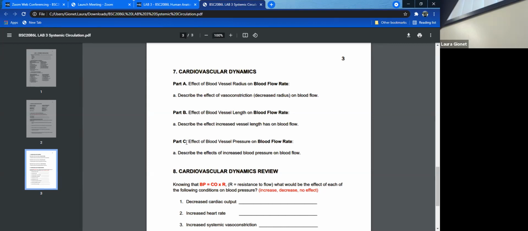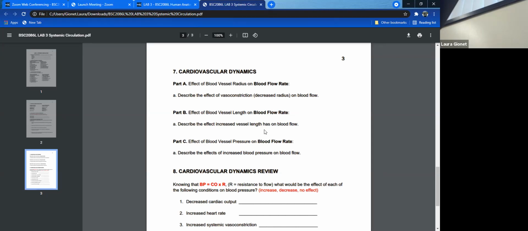Part B, the effect of blood vessel length on blood flow rate. Well, again, we talked about this in the first lab. We said the longer the vessel, the more opportunity, as blood is passing through the interior of this hose, so to speak, that the friction of it passing across the tunica intima, the inner layer of tissue, becomes greater and it slows it down. So again, the longer the vessel length, the slower the blood flow rate, or the longer it is, it will continue to slow down. That's the best way to describe it.